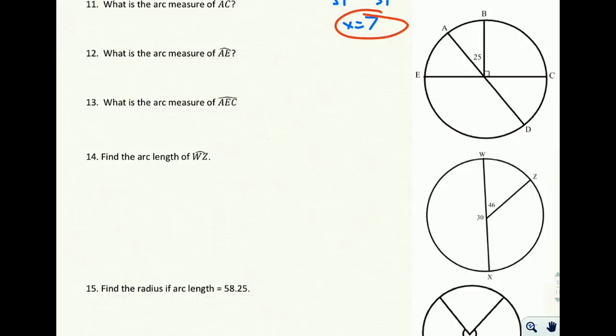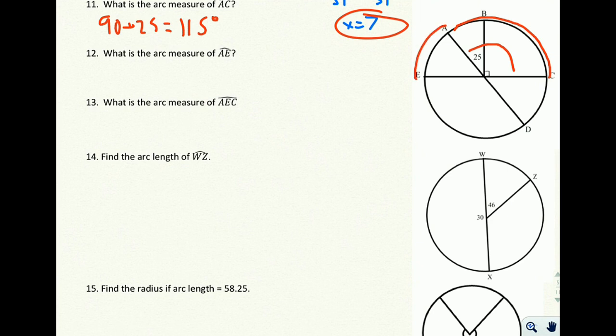We got our last set of examples here, starting at number 11. What is the arc measure of AC? So the measure is talking about the number of degrees, and so we can look at the central angle to get that. We have a 90 degree and a 25 degree, so 90 plus 25 is going to equal 115 degrees. Number 12, what is the arc measure of AE?